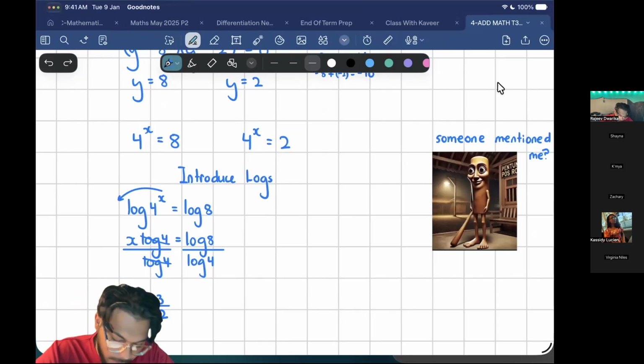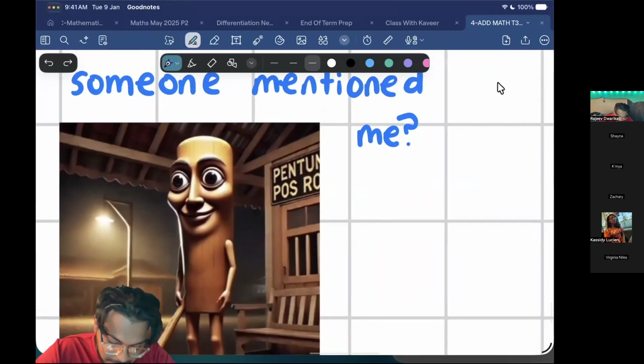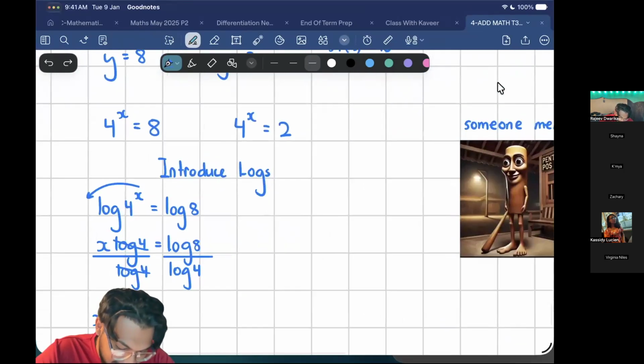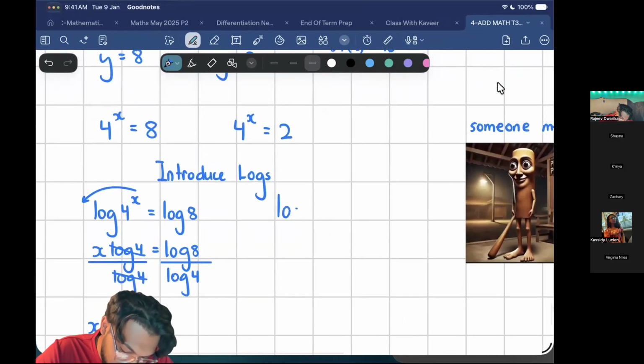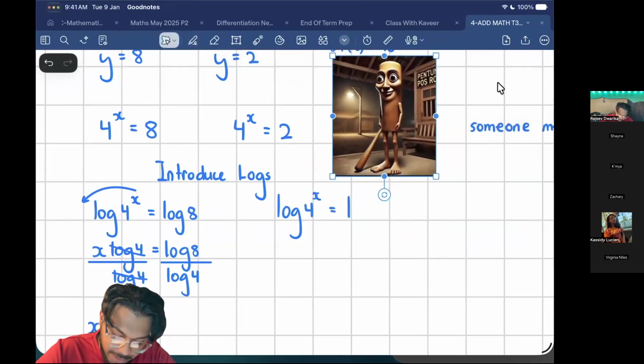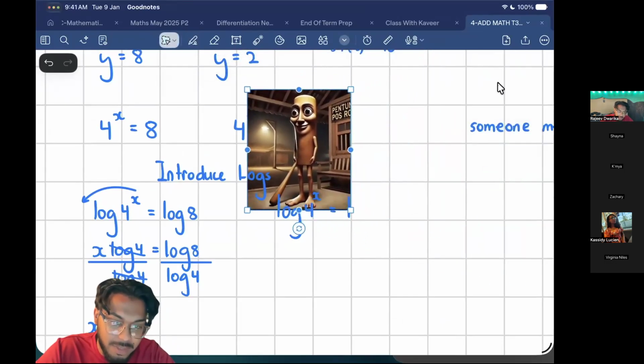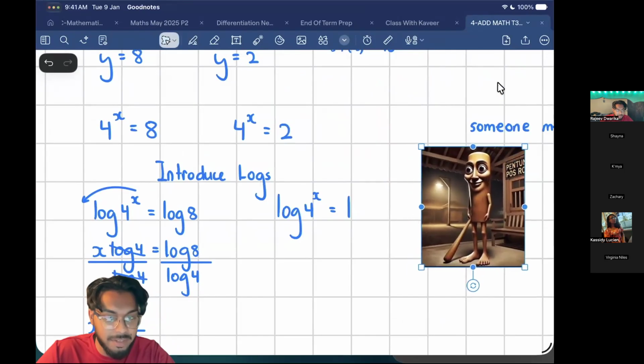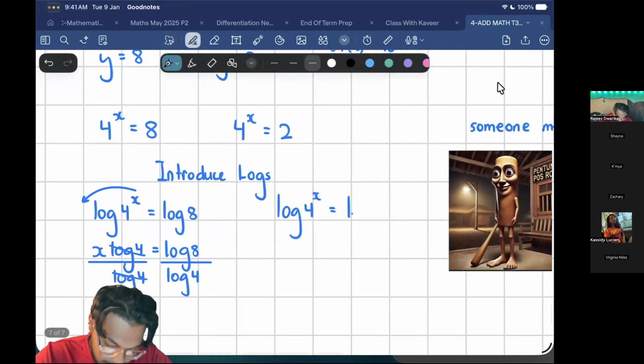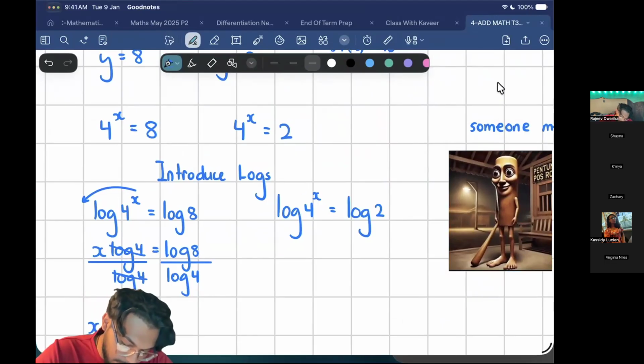Introduce logs. Exactly. We're going to call Tung Tung Tung Sahur. Of course, we had to bring it. You know what Tung Tung Tung is going to do? He's going to walk down the x and the x is going to come to the side. I will never forget this in my life.